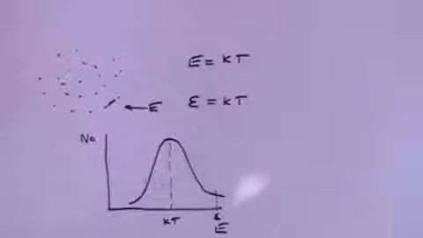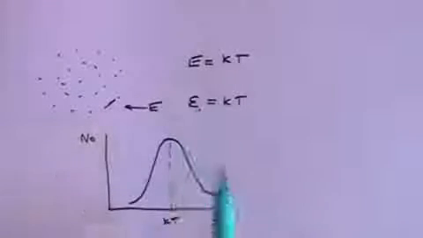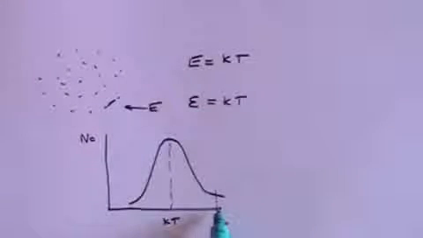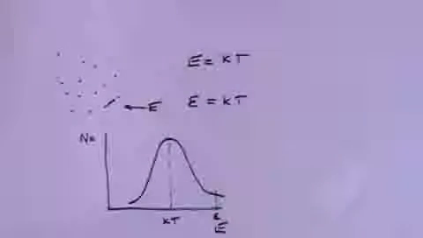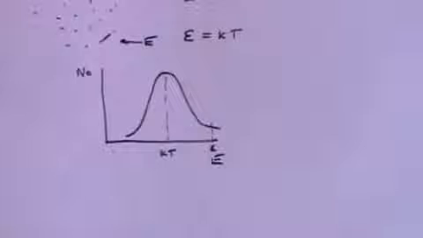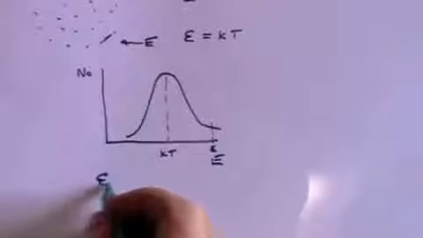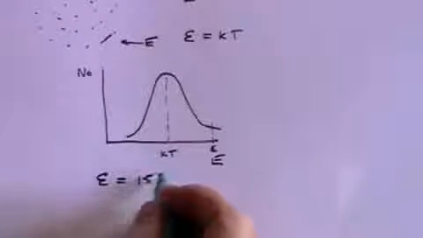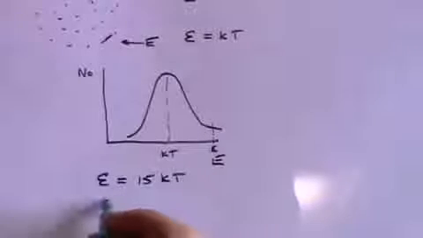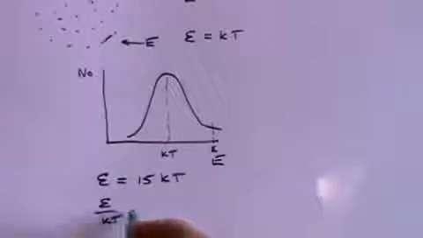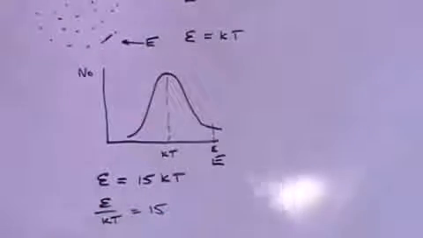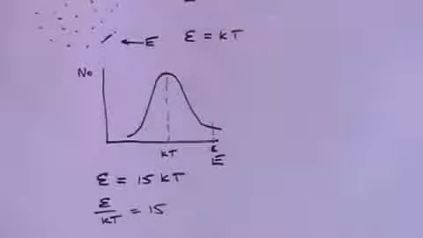So in fact, the bonds can start to be broken when the average energy is very much lower than epsilon, as long as there are some fast-moving molecules that have sufficient energy to break the bonds. And what typically happens is that if epsilon is equal to about 15 times kT, or if epsilon divided by kT is equal to 15, then the process of bond breaking will begin.